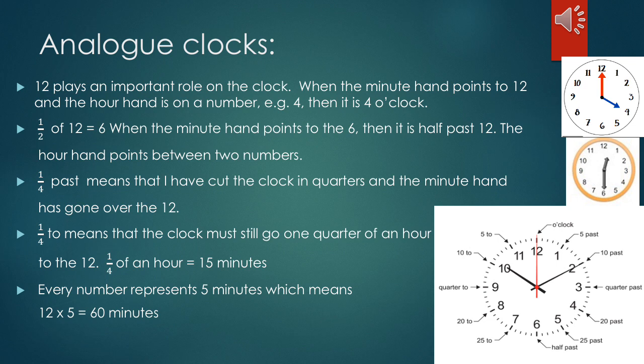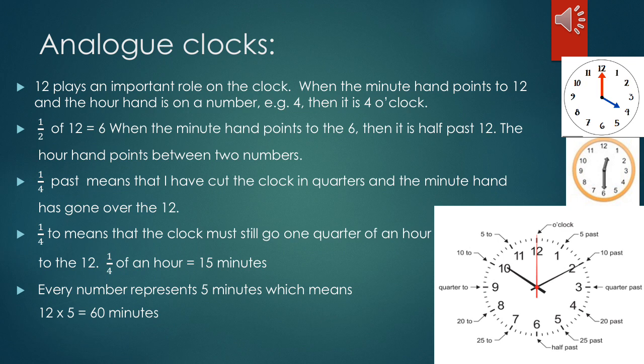Analog clocks. 12 plays an important role on the clock. When the minute hand points to 12 and the hour hand is on a number, for example 4, then it is 4 o'clock. Half of 12 is 6. When the minute hand points to 6, then it is half past 12. The hour hand points between two numbers.